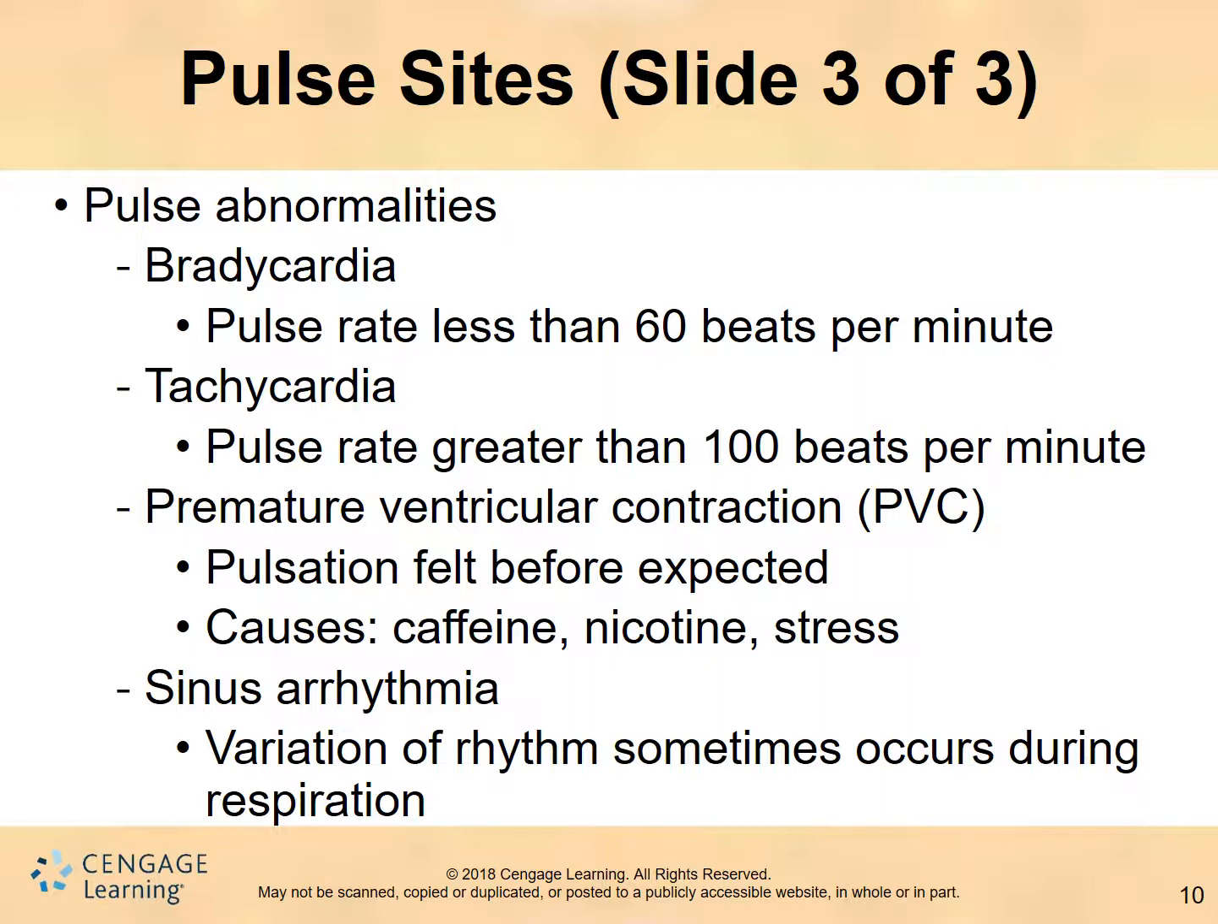Pulse abnormalities. Bradycardia is a pulse rate less than 60 beats per minute. Tachycardia is when the pulse rate is greater than 100 beats per minute. PVCs, or premature ventricular contractions, you feel the pulsation before you expect to, and it's not regular. Causes can be caffeine, nicotine, stress. Sinus arrhythmia, variation of rhythm sometimes occurs during respiration.